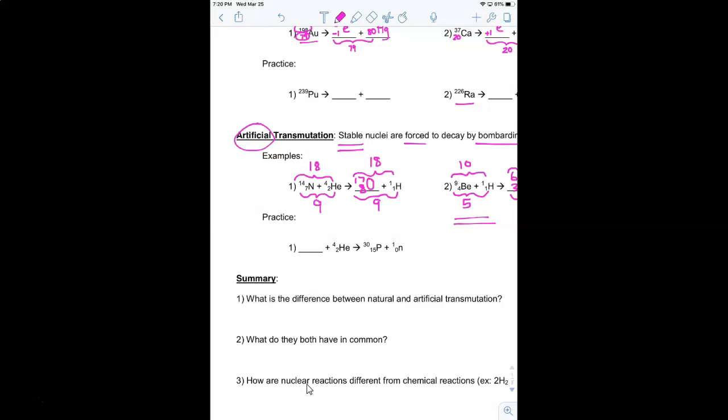Okay? In summary, what's the difference between natural and artificial, guys? So again, natural is one reactant, and artificial is two reactants. And why is it only one reactant? Because it happens spontaneously. It decays all by itself. So natural is spontaneous and artificial is not spontaneous. What do they both have in common? In both of these cases, if you looked at the left and the right side of the arrow, transmutation means you're turning into different elements.